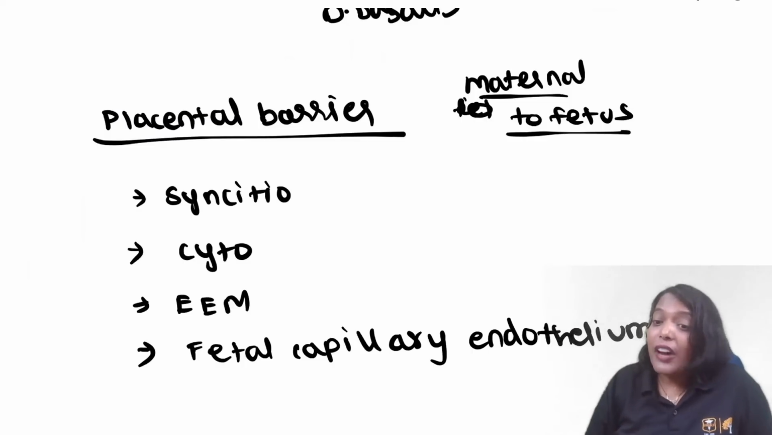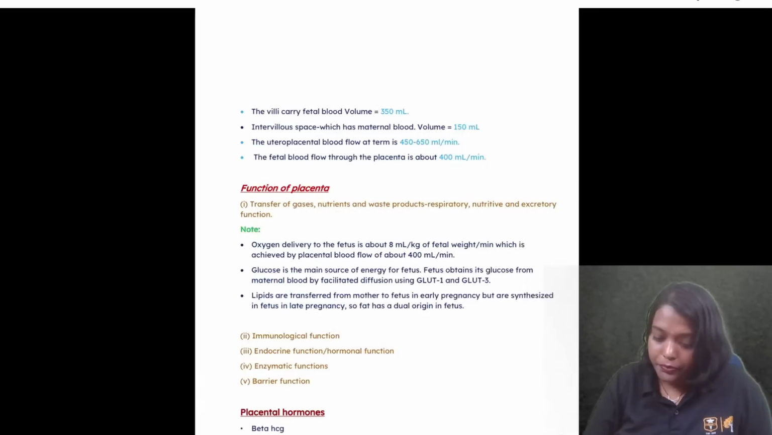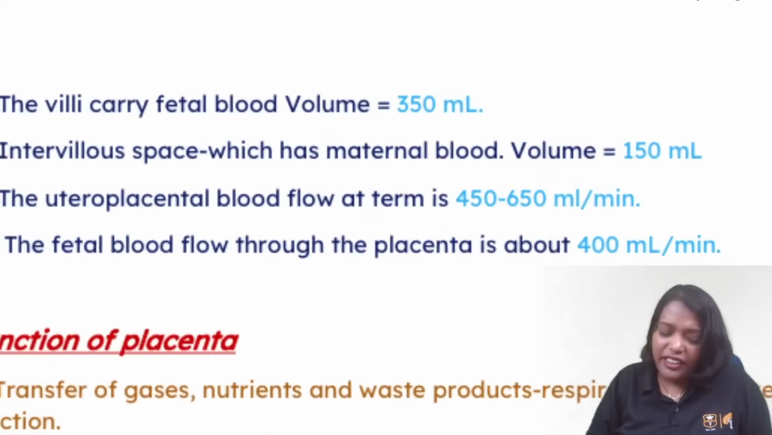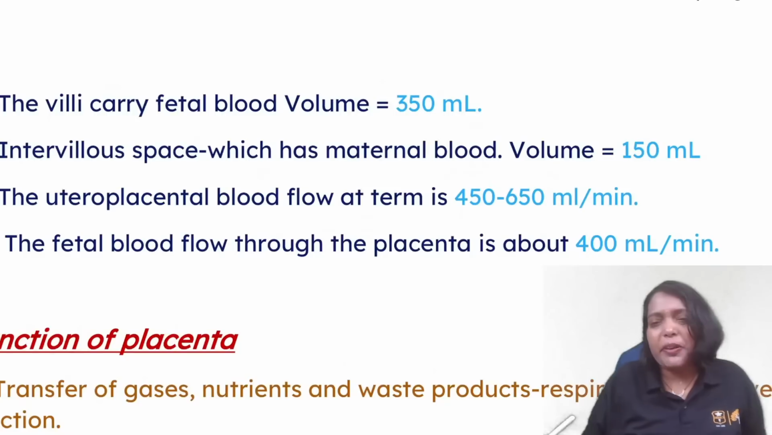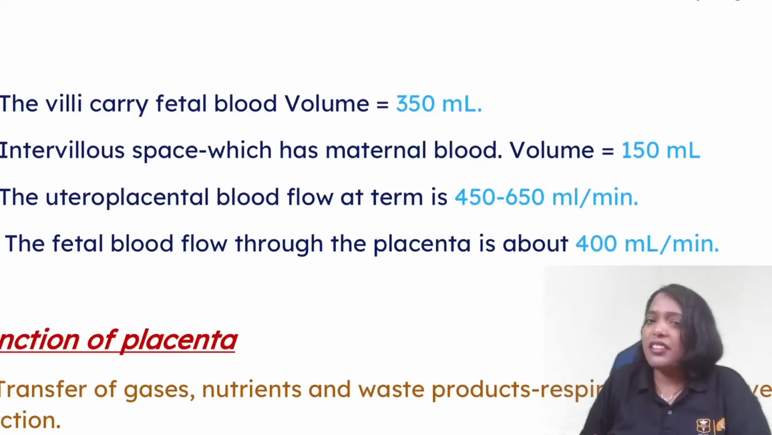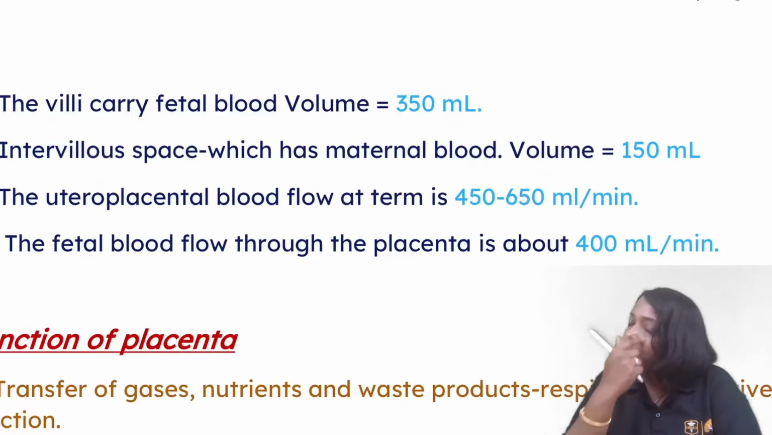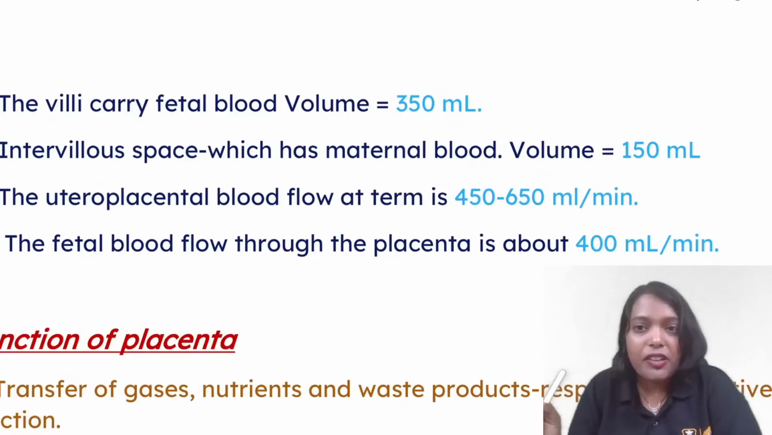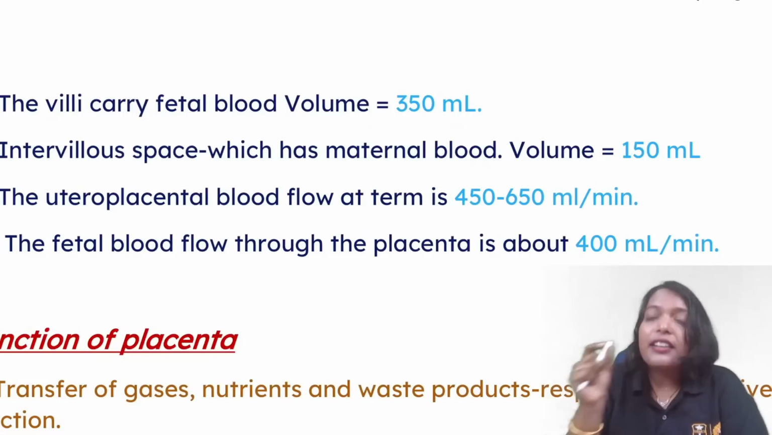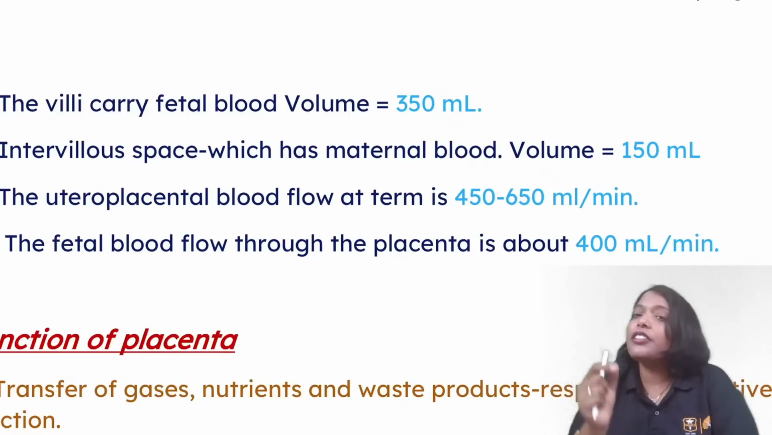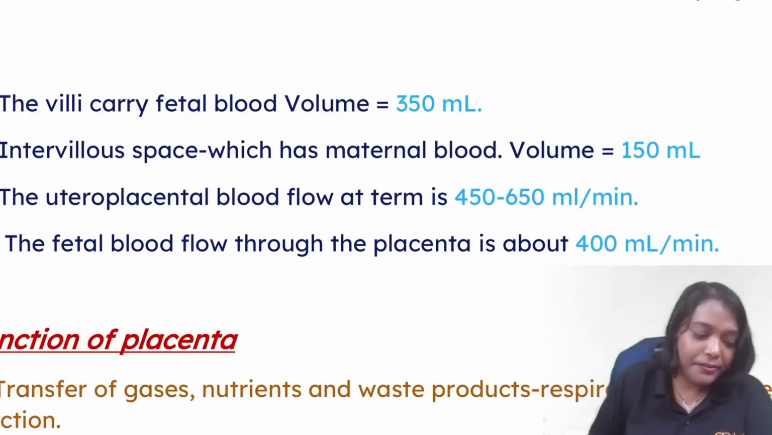Now let us go to the functions of the placenta. Guys, this has been asked as an MCQ. There are some single liners asked as MCQs from the placenta chapter. In the recent INI CET, last year, all of the following are correct statements except: the diameter of the placenta is 15 to 20 centimeters. The thickness of the placenta is 2.5. The weight of the placenta is 500 grams. Umbilical cord contains a single umbilical artery. Which is the wrong statement among these four?